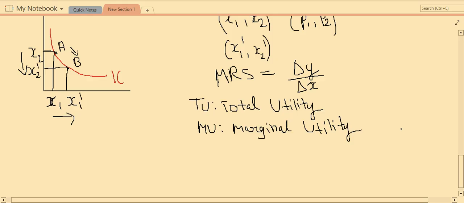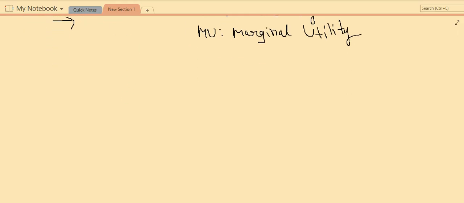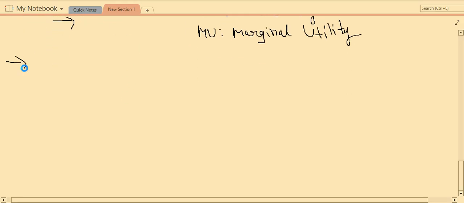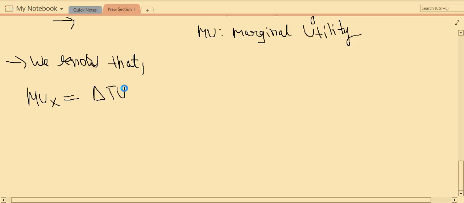Okay, now moving forward, we know that MUX. Now what is marginal utility of X? That is change in total utility upon change in X. That is, what is the marginal change in total utility by consuming one additional unit of good X, keeping Y constant. Here Y is constant.